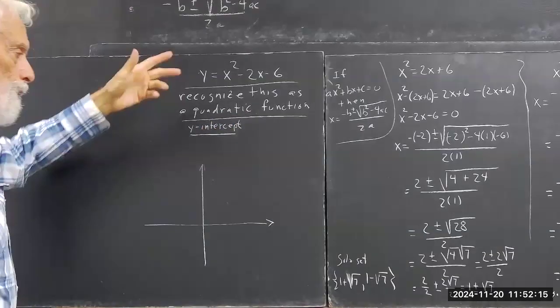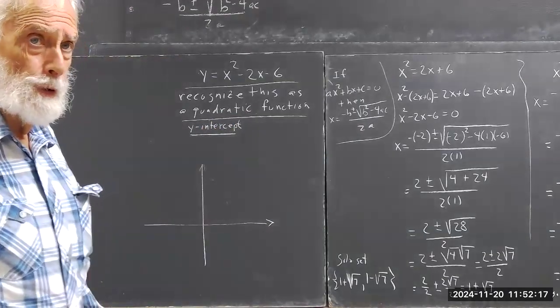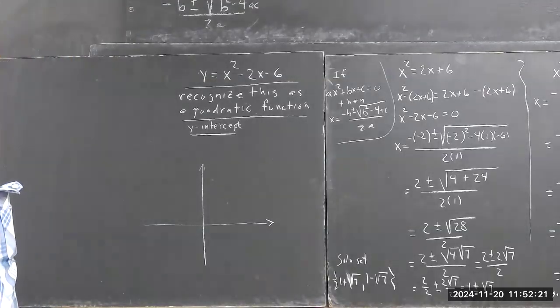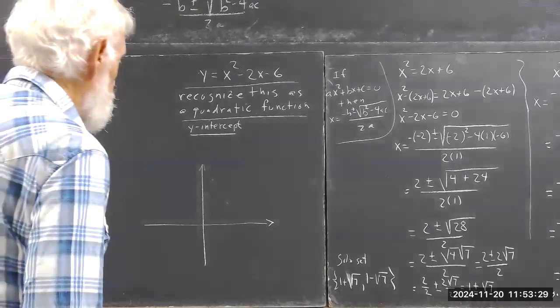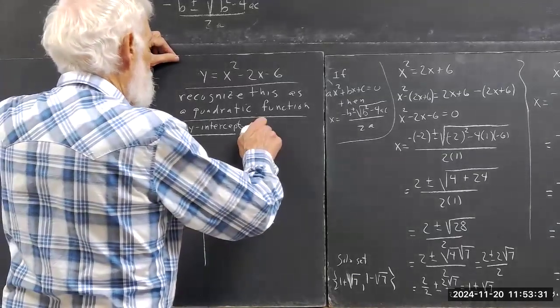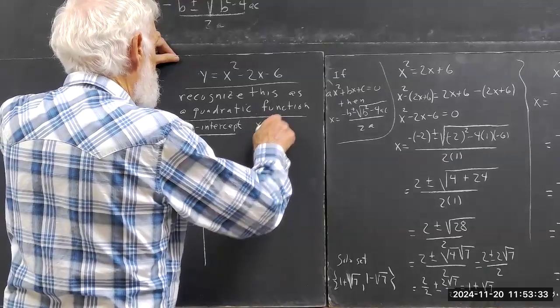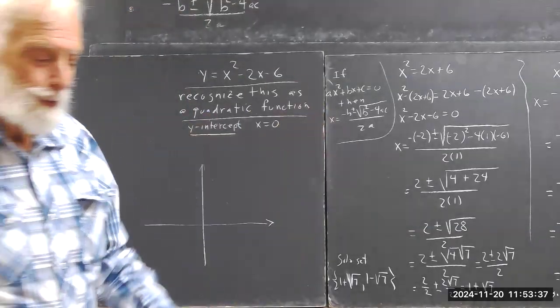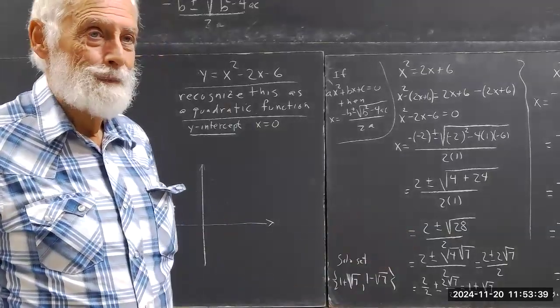Under what conditions do you get the y-intercept? Well, where does the y-intercept occur? Okay, so I got a good answer there. The y-intercept occurs when x equals 0. And I said, exaggerated, something you've got to remember all your life.